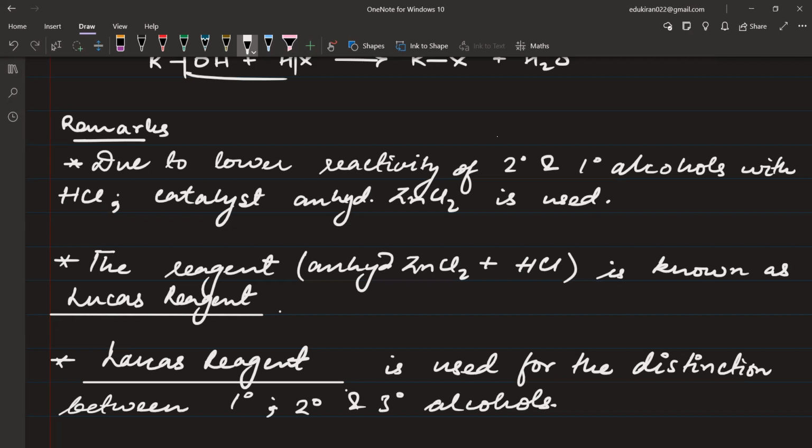Done everyone? Yes or no? Please tell me. Yes, sir. Please write Lucas reagent properly, okay.